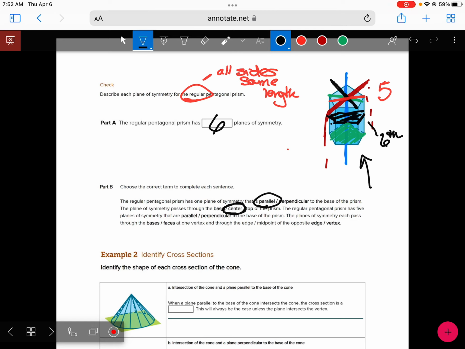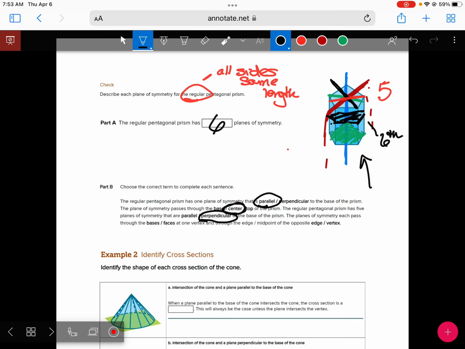The regular pentagonal prism has 5 planes of symmetry. Are they parallel or perpendicular to the base? Yes, perpendicular, good. So these planes that would cut through, even though this is not a pentagon, are going to be perpendicular to that base, okay?